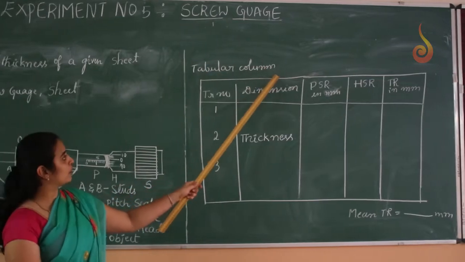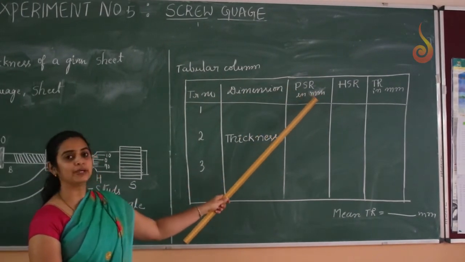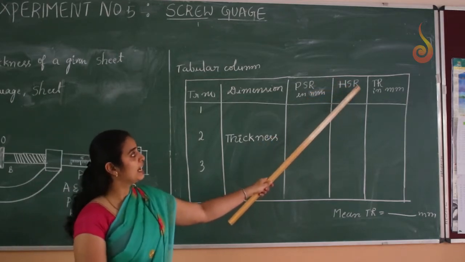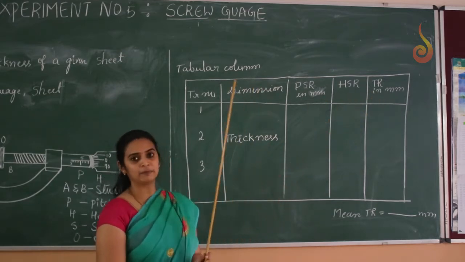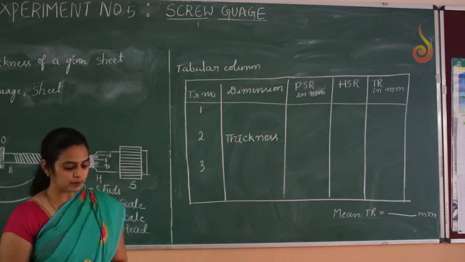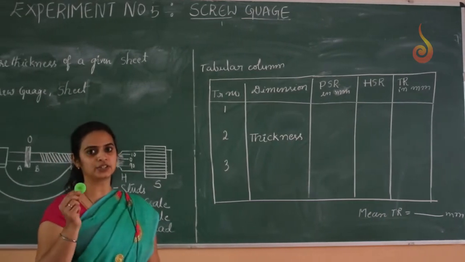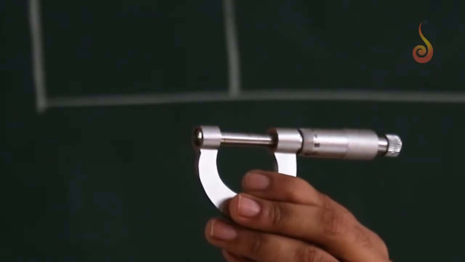Here is the tabular column. It consists of pitch scale reading in terms of millimeter and head scale reading, HSR, and then total reading, that is in terms of millimeter. In this experiment, we are going to find out the thickness of this given sheet. So let us perform the experiment.